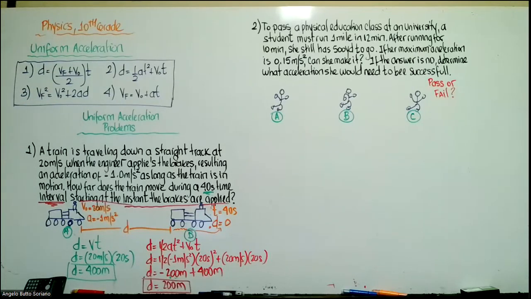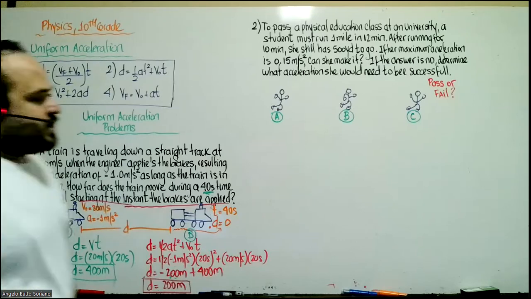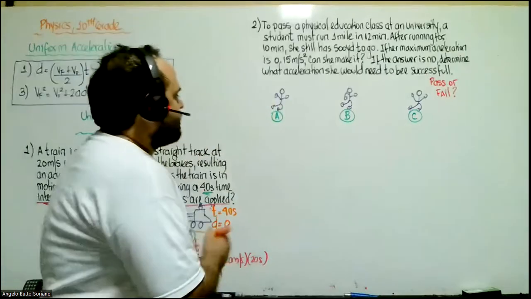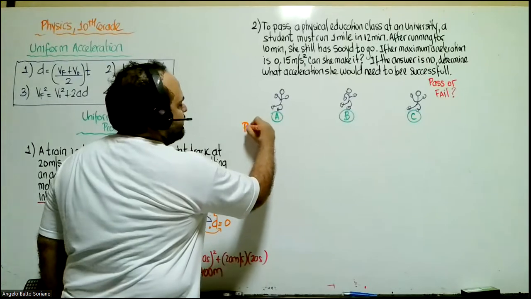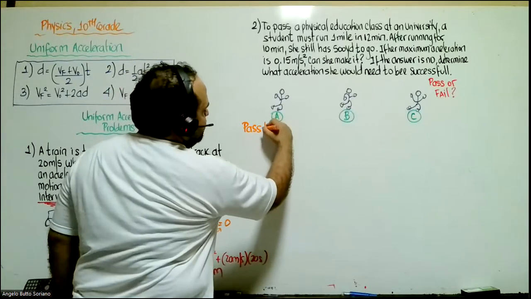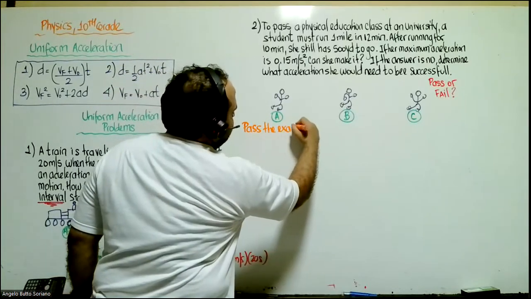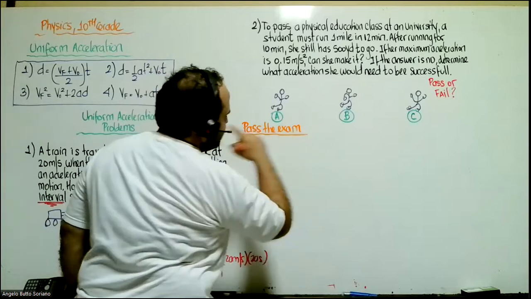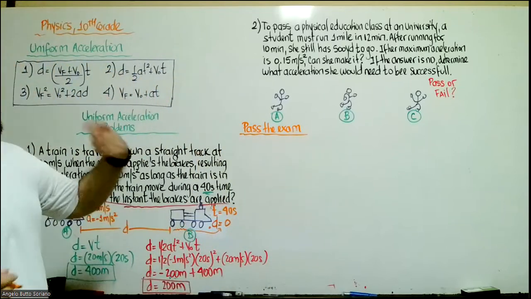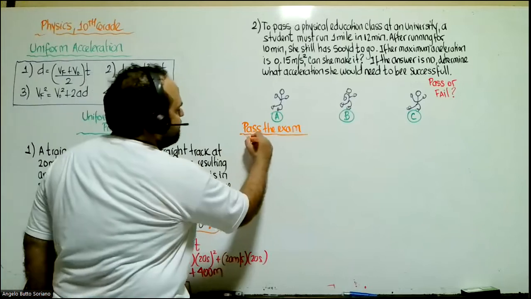To pass a physical education class in university, a student must run 1 mile in 12 minutes. This is the requirement. So let's try the requirement to pass the exam. To pass the exam, she had to move a distance of 1 mile.